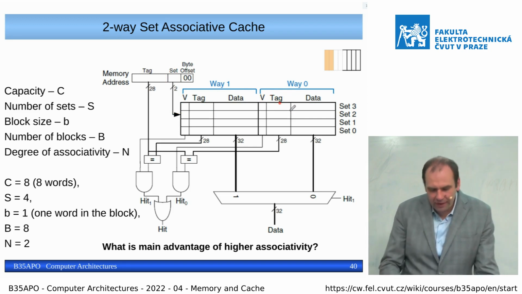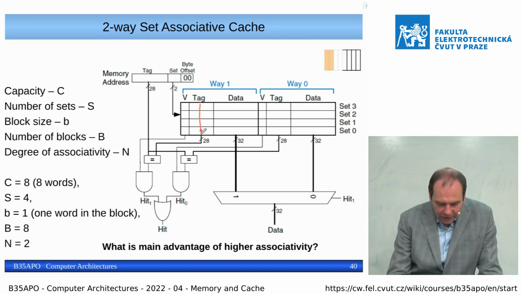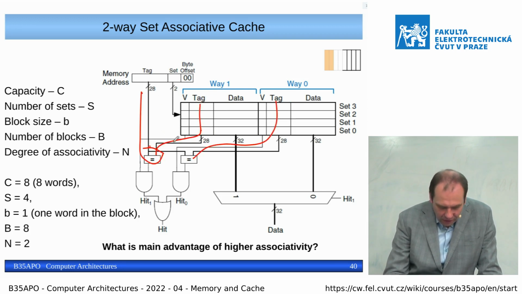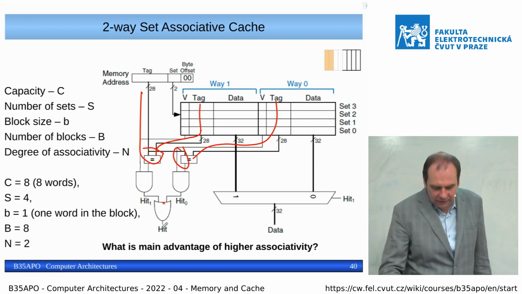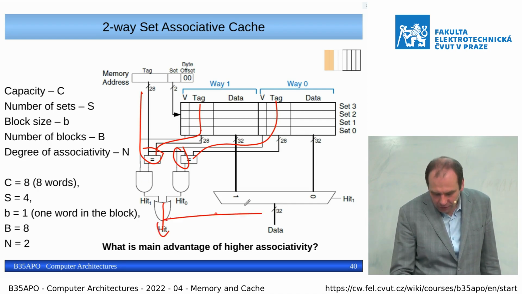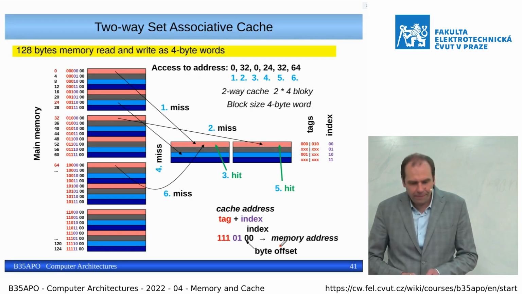And when we want to check if data are present, we need to get a tag from the first way, the second way, and use 2 comparators. And if one of them provides a hit, then in such a case we know the data are present, and we select according to the hit. Here we select which data will be provided to the processor.